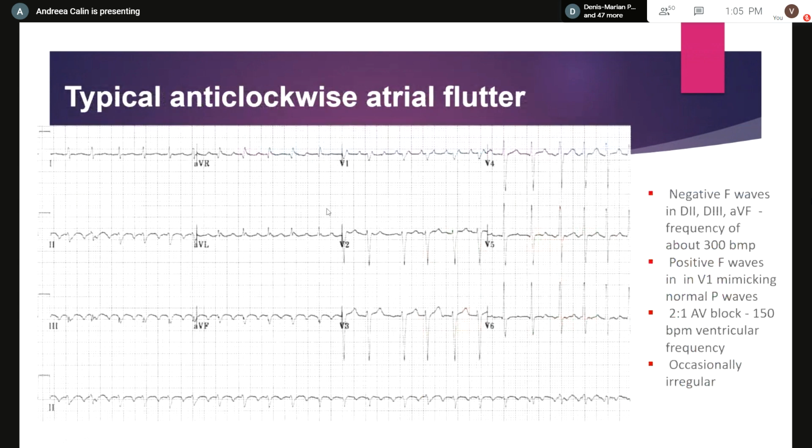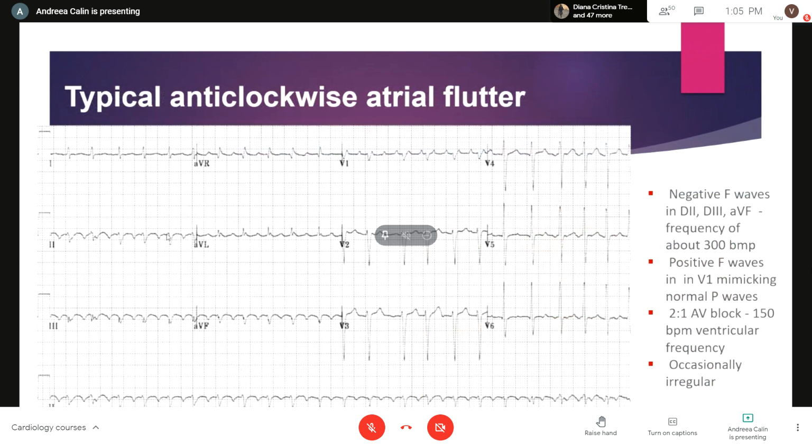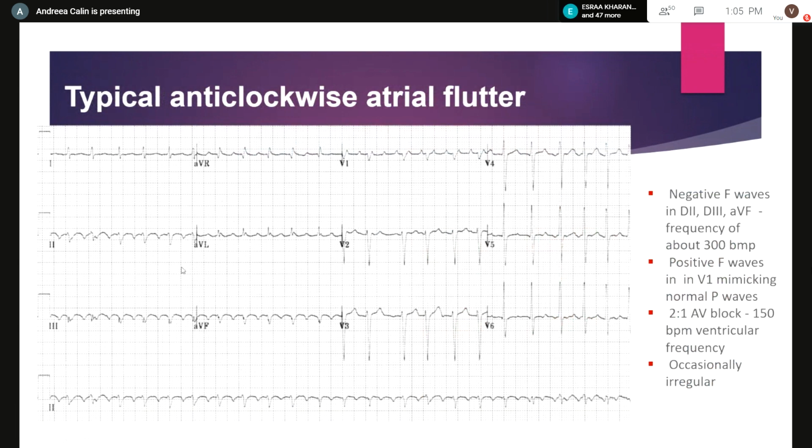Like in this ECG here, you can see these flutter waves that are negative in 2, 3 and AVF.